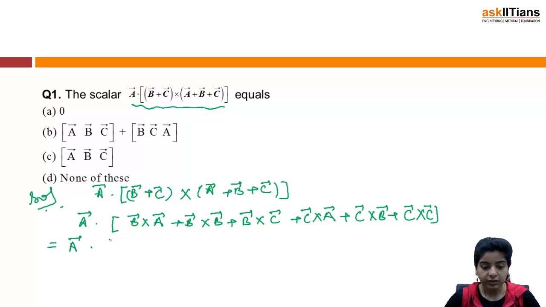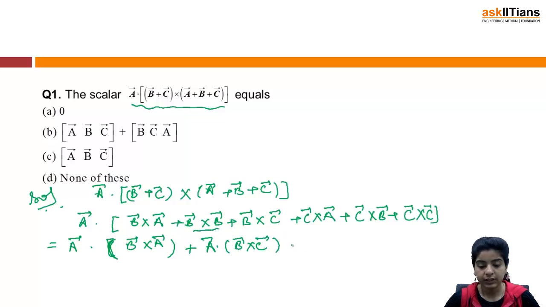This is equal to A as it is. Now see, B cross A we keep as it is, then B cross B becomes 0, or what you can do is just take a dot product with A also. Now I have A dot B cross A, then A dot B cross C. B cross B is 0. Then I get A dot C cross B, and C cross C will also become 0. So we are left with these three terms: A dot B cross A plus A dot B cross C plus A dot C cross B.